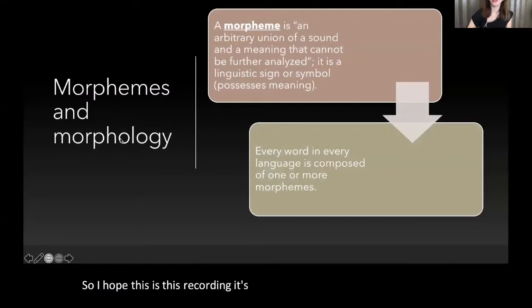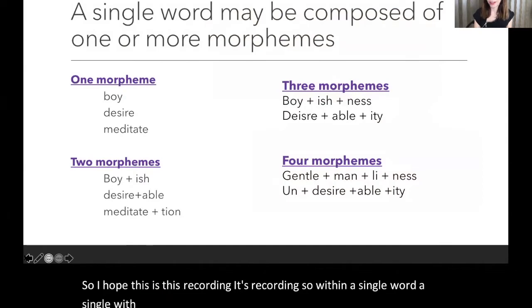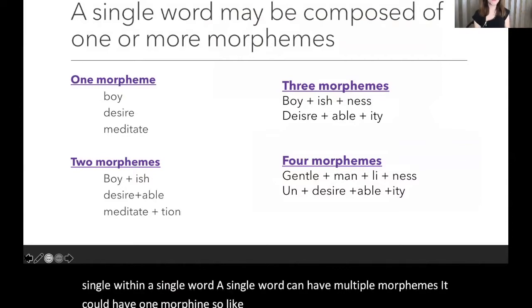on this computer. So within a single word, a single word can have multiple morphemes. It can have one morpheme. So like the word boy, desire, meditate.